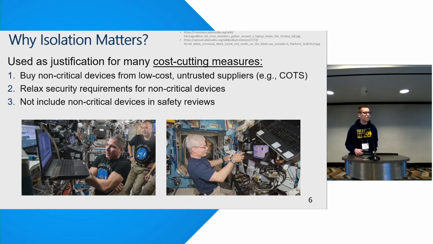The main reason for that is it's used as justification for a ton of different cost-cutting measures. By far the biggest cost-cutting measure it enables is that it allows designers to buy these non-critical devices from relatively low-cost or untrusted suppliers. So think commercial off-the-shelf devices. If I want to add a laptop to my space station, I don't have to design that laptop from scratch where I know each individual circuit component that goes into this thing. I can just buy it off the shelf, fly it up, plug it in, and I know no matter what it does, even if it's malicious, it can't interfere with any of my critical systems. Similarly, it's often used to justify relaxing security requirements for non-critical devices, and also just to not include these non-critical devices in things like safety reviews, which saves a ton of money and a ton of time.